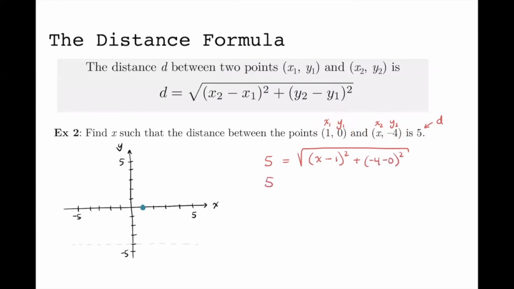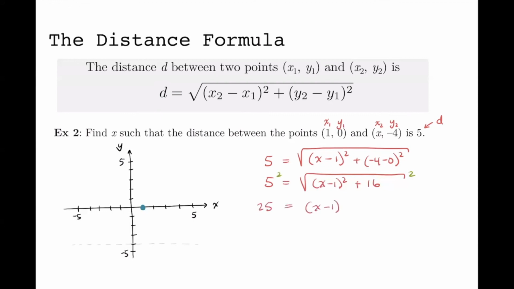Now let's simplify what's inside of the radical. (x - 1) squared, we can leave that for now. Then we've got -4 minus 0, that's -4, and then we'll square that, so we'll have plus 16. Now we're looking to solve this for x. This x is bundled up inside of this radical. We could just get rid of the radical by squaring both sides. So I'm going to do both sides squared here. So we get rid of the square root and we can access that x underneath.